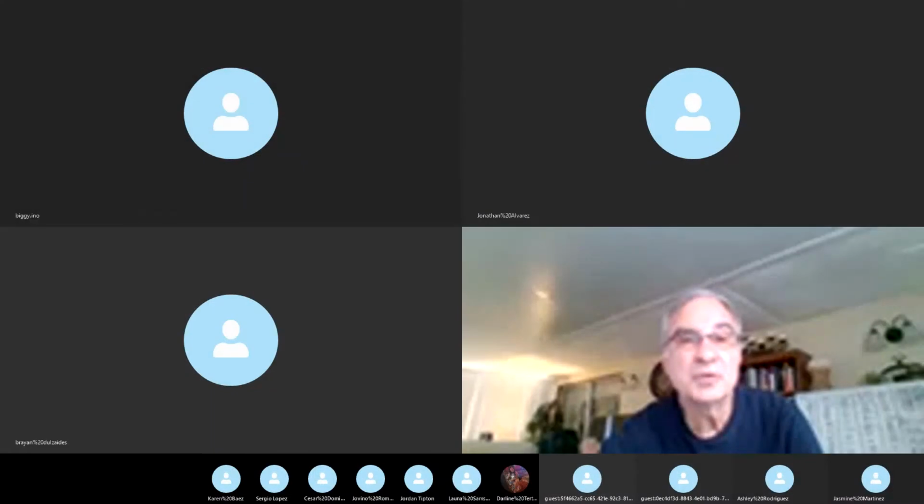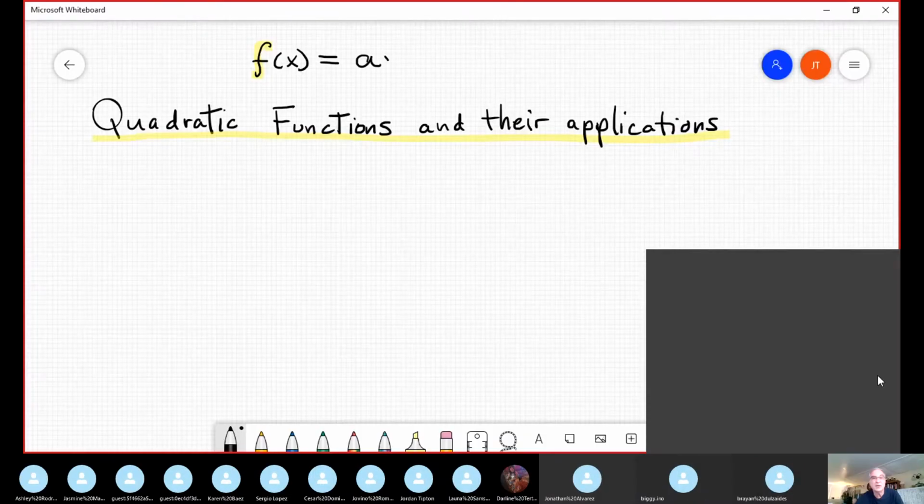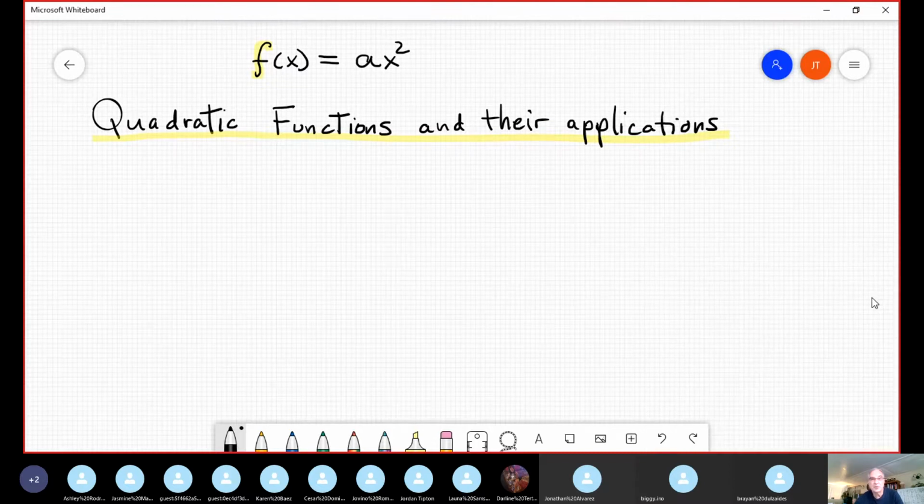Function is equal to ax squared plus bx plus c. Final test. Okay, it's another class. Sorry, I'm teaching now. So we studied in detail today that function and its application. Let me split the whiteboard in two pieces.